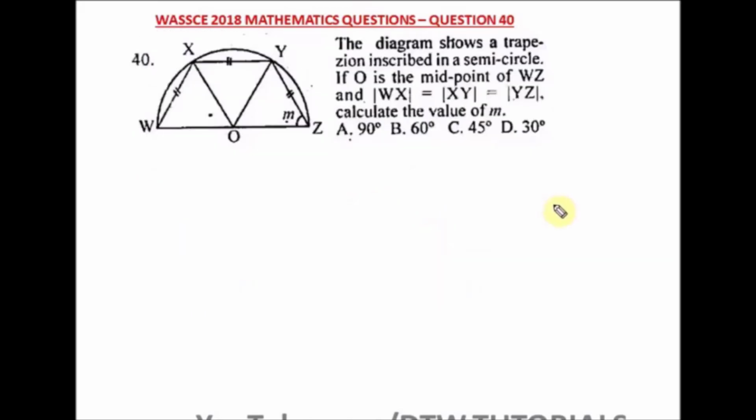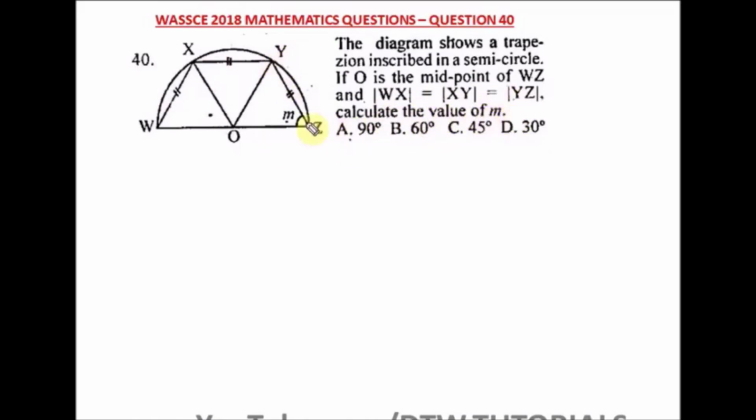Question 40 of the WASSCE 2018 Mathematics Past Question, that's your WAEC exam, says the diagram shows a trapezium inscribed in a semicircle. Okay, if O is the midpoint of WX, and WX, that's WX is equal to XY is equal to YZ.